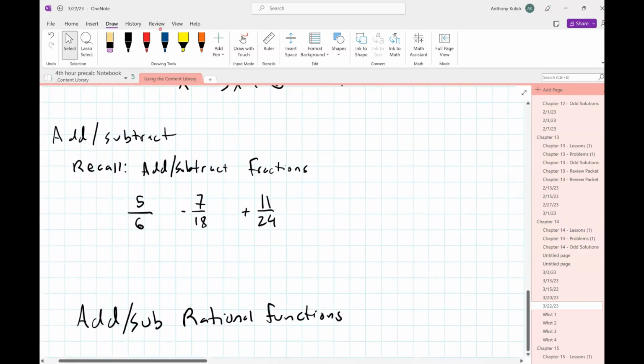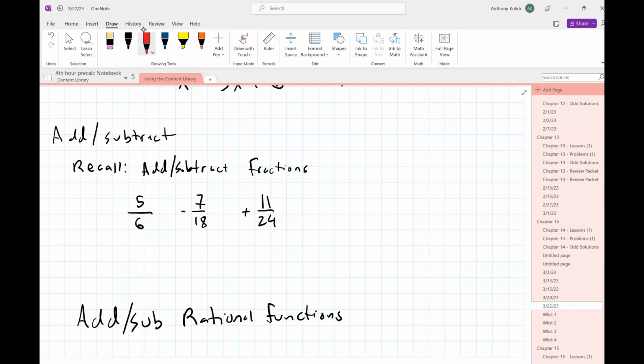Okay. Let's transition to adding and subtracting then. Just like before, I'm going to start with how we do this just for regular old fractions like we did back in elementary school and show you that we're going to still use the same process. So let's say we want to take 5/6 minus 7/18 plus 11/24.